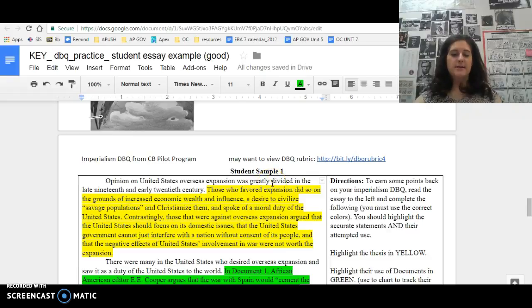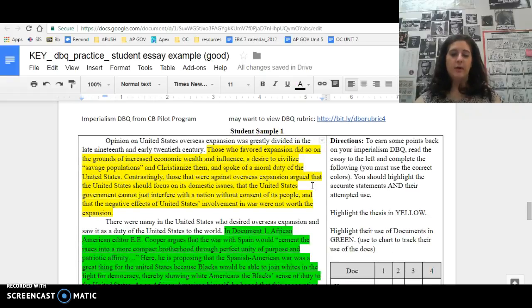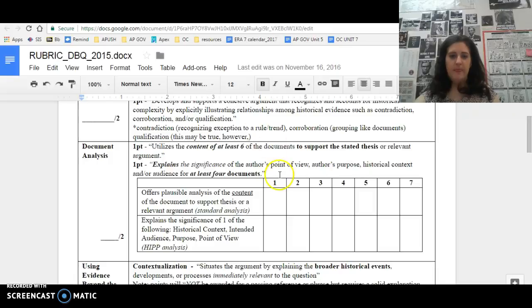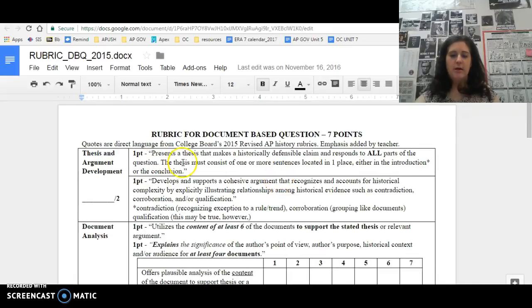The first point that you're really going to award for a student would obviously be the thesis point. The thesis is required, according to the rubric, which you can find at that bit.ly link you see there on the screen. The thesis should be in one place, either in the introduction or the conclusion. For my class, I won't give you the point if it's in the conclusion. I want it in the introduction. And the key part is you have to make sure that you answer all parts of the prompt.